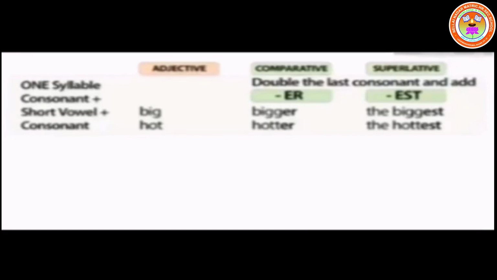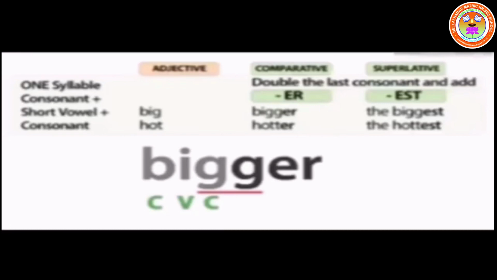When an adjective has one syllable and ends in a consonant plus a short vowel plus a consonant, such as big and hot, we double the last consonant and add er for the comparative and est for the superlative. For example, big. Consonant, a short vowel, and ends with a consonant G. So we double the last consonant, G. Bigger. The superlative is biggest.